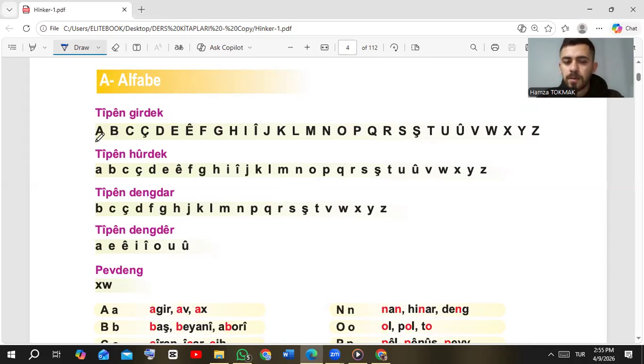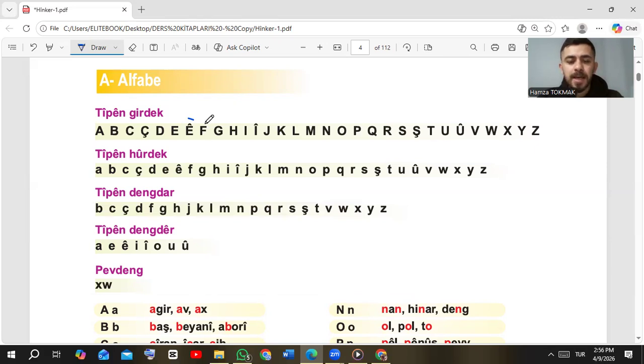A, B, C, Ç, D, E, Ê. And this one is maybe challenging. We say Ê. You should practice this.